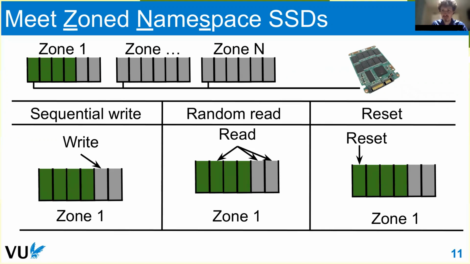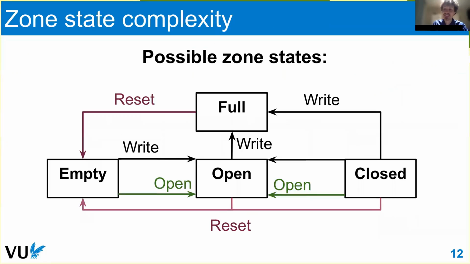This is complexity, because this is all exposed to the user. Each individual zone has states. In fact, this is the zone state diagram simplified for one ZNS zone. The zone can be empty, it can be open, it can be closed, it can be full. And the allowed operations of each of these zones differ completely. And we all need to take this into account.